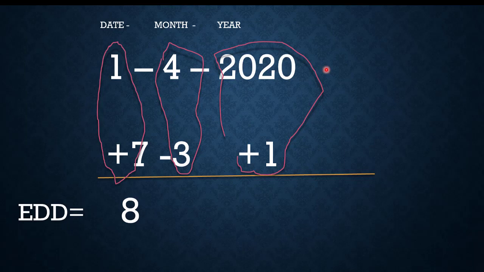7 plus 1 is equal to 8. When we minus 3 months from April, the answer will be January. And when we add 1 to 2020, the answer will be 2021. So this will be the EDD by applying this simple formula. Now we will do another example.